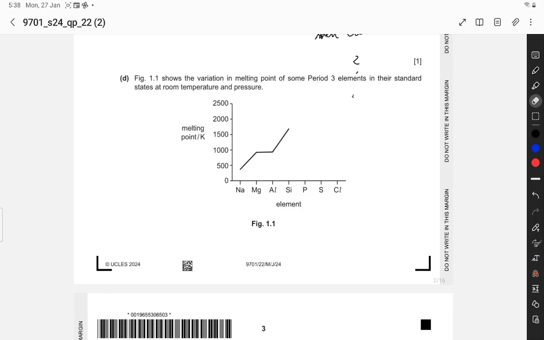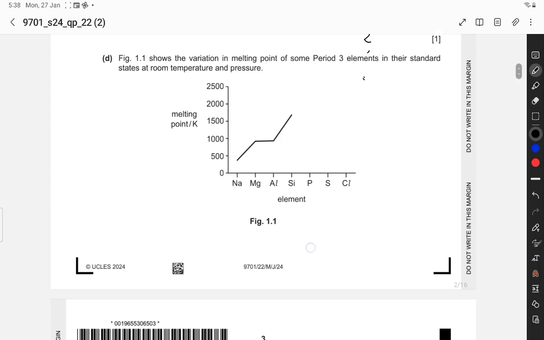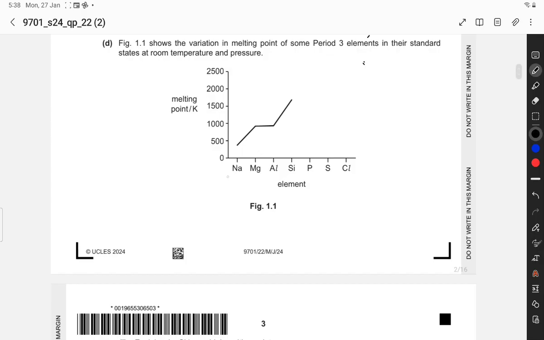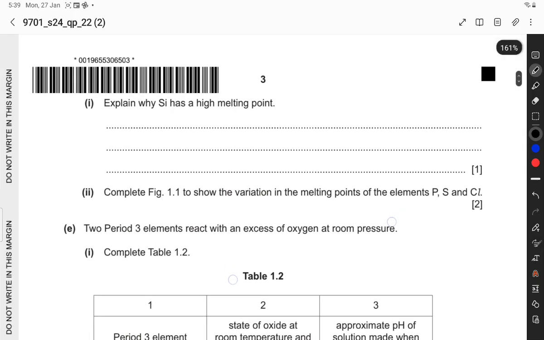Part D: figure 1.1 shows the variation in melting point of some period 3 elements in their standard state at room temperature and pressure. This is the melting point of sodium of period 3 elements. Sodium has a lower melting point than magnesium. Magnesium and aluminium have almost the same, and again silicon. Silicon, this is aluminium, this is magnesium, and this is sodium. So silicon is higher as it is a giant macromolecule. The question is: explain why silicon has a high melting point.